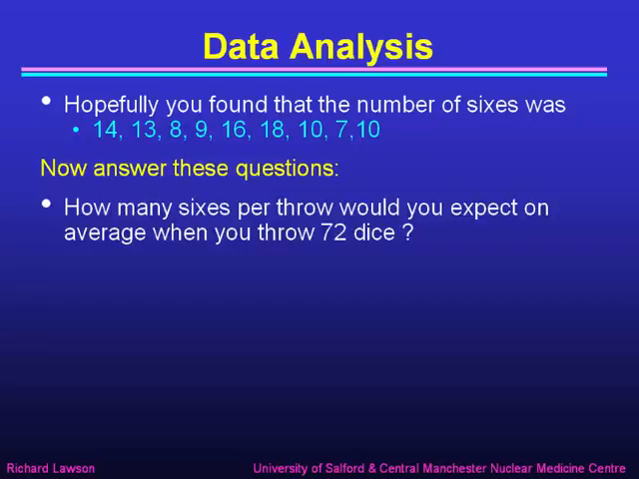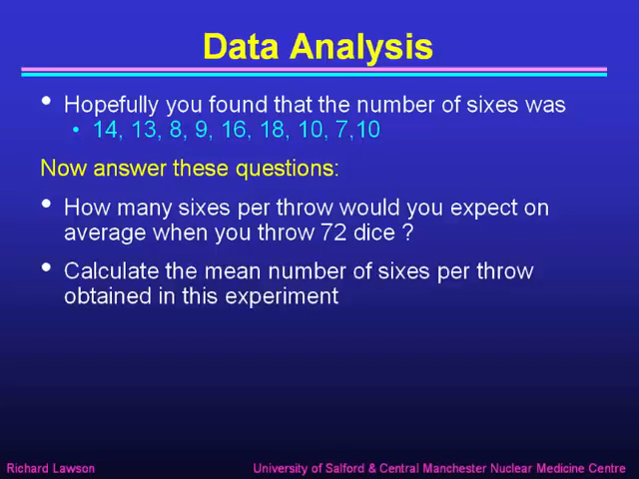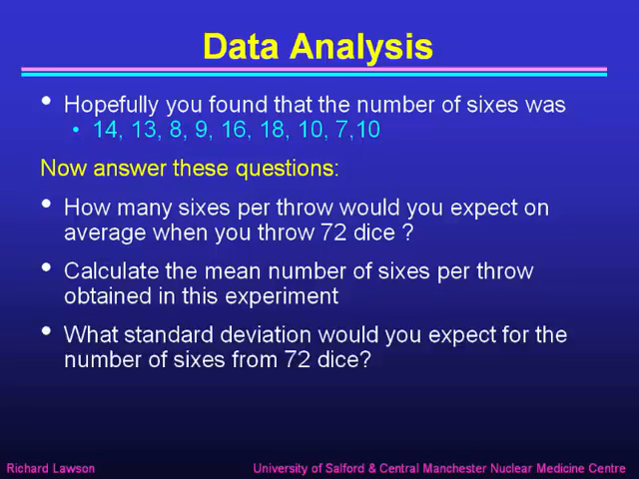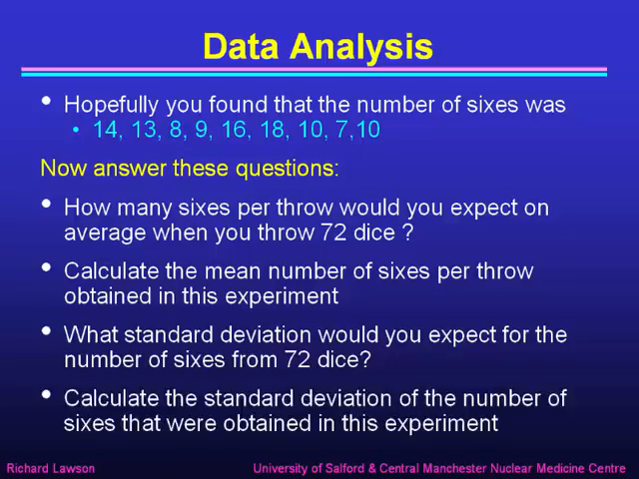Now that you've got the data, I'd like you to think about the answer to these questions. First of all, how many sixes per throw would you expect on average when you throw 72 dice? Secondly, can you calculate the mean number of sixes per throw that you actually obtained in this experiment? Thirdly, what standard deviation would you expect for the number of sixes from 72 dice? And finally, can you calculate the standard deviation of the number of sixes that were actually obtained in this experiment?